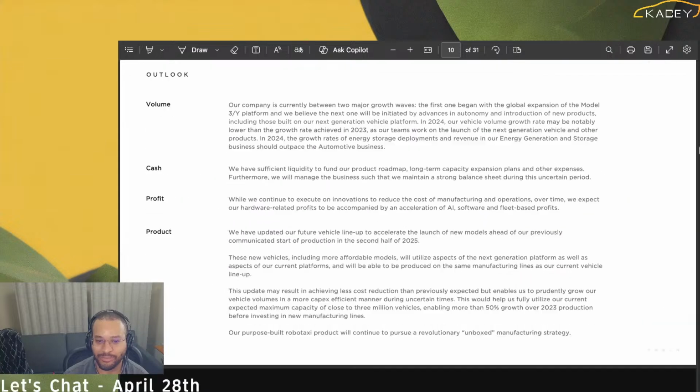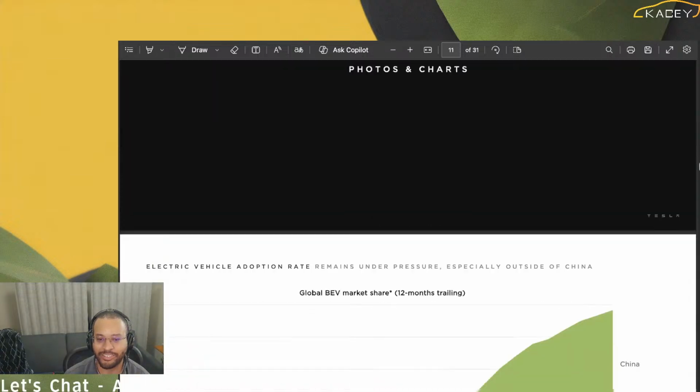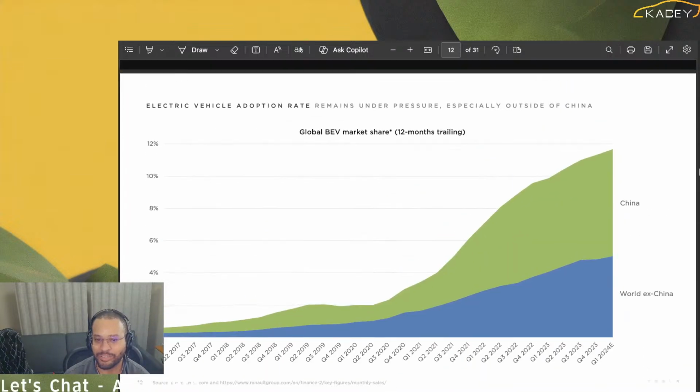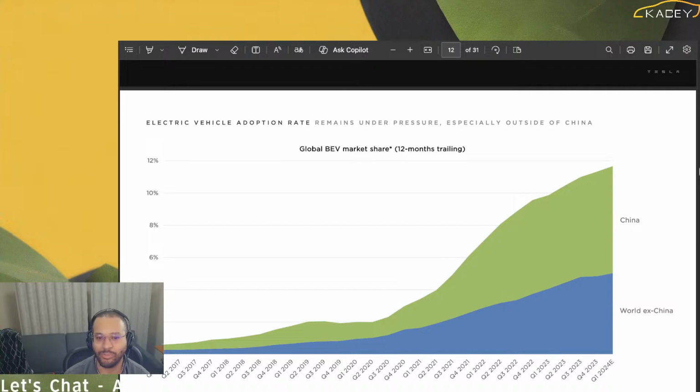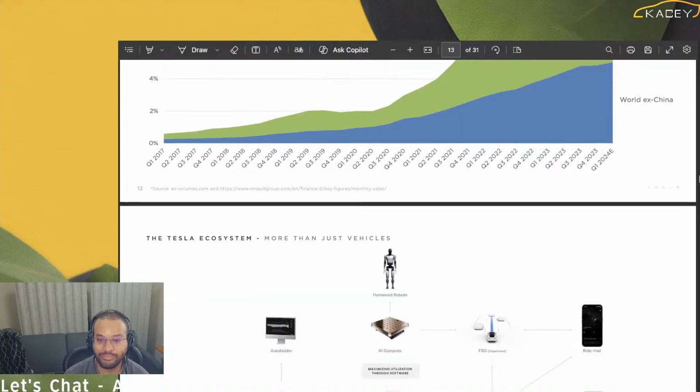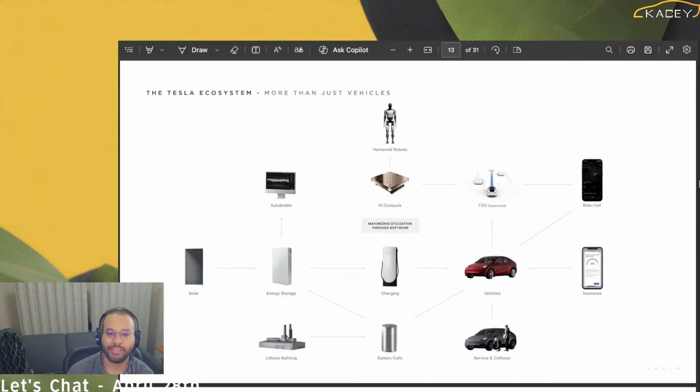All right, so the pictures. Where are they? Photos and charts. This was interesting right here. The global battery electric vehicle market share, 12 months trailing. Everywhere else that's not China is in blue, and China is in green. It's pretty impressive.